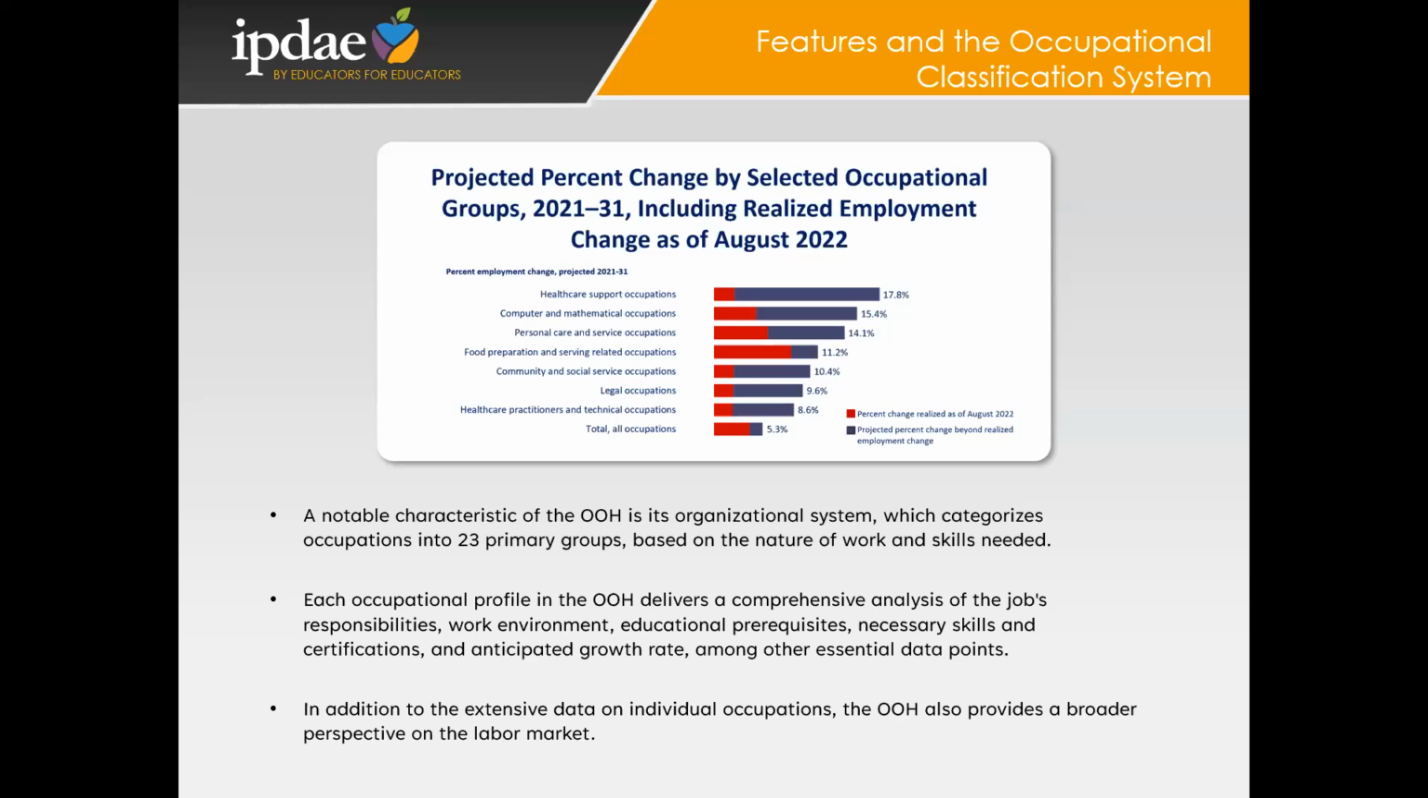In addition to the extensive data on individual occupations, the Occupational Outlook Handbook also provides a broader perspective on the labor market. This includes information on the fastest growing occupations, sectors with the highest projected employment growth, and the industries that are expected to experience the most significant decline. These insights can be invaluable to students looking to identify areas of opportunity and job security in a continuously evolving job market.